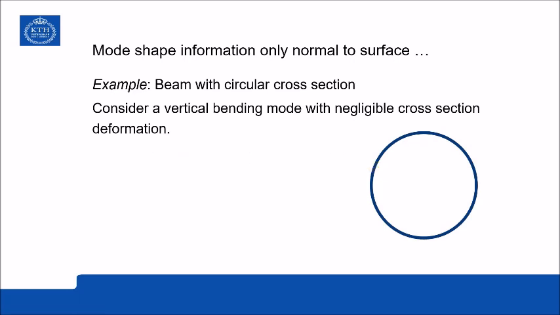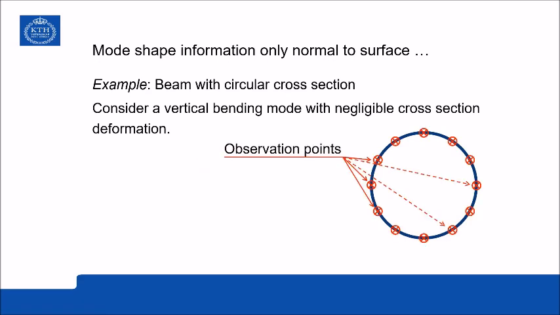So, for instance, as an example showing this, let's say we have a beam with a cross section that is circular. So this is the cross section. And if we now consider a bending mode where the cross section moves up and down in the vertical direction like this, and also suppose that the cross section deformation is negligible. So, and also suppose that we have a set of observation points, 12 observation points around the circumference of the circle like this.